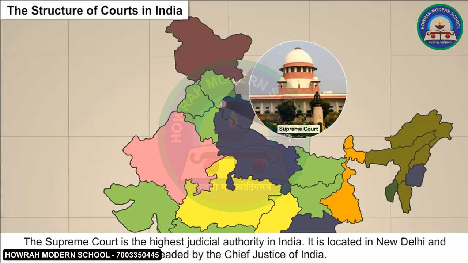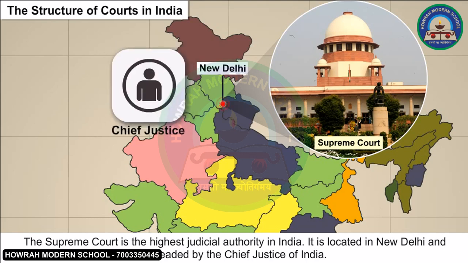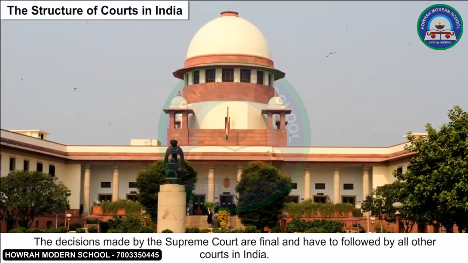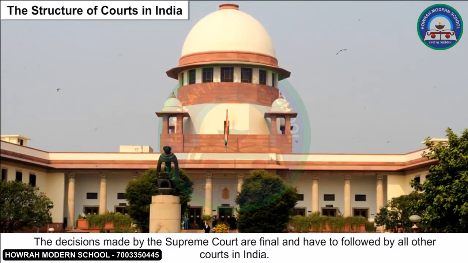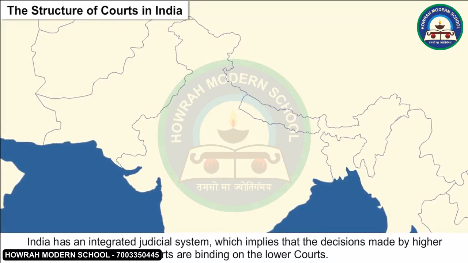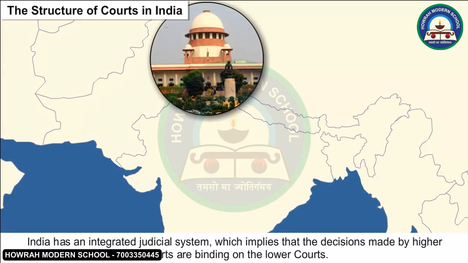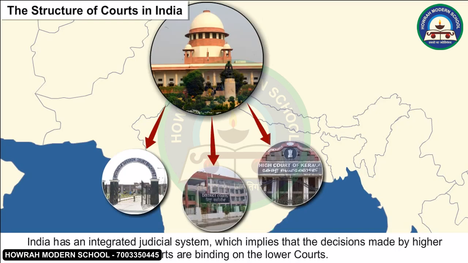The Supreme Court is the highest judicial authority in India. It is located in New Delhi and is headed by the Chief Justice of India. The decisions made by the Supreme Court are final and have to be followed by all other courts in India. India has an integrated judicial system, which implies that the decisions made by the high courts are binding on the lower courts.